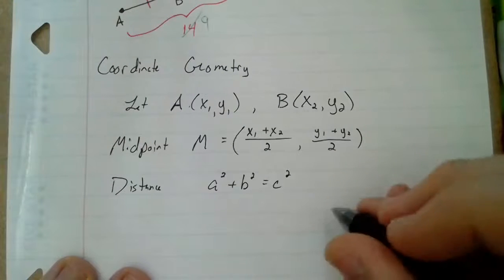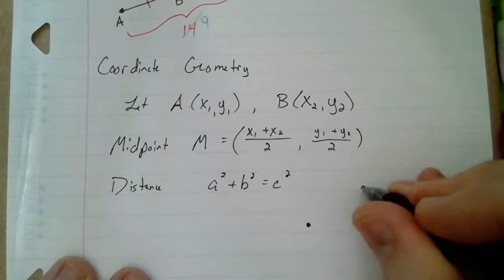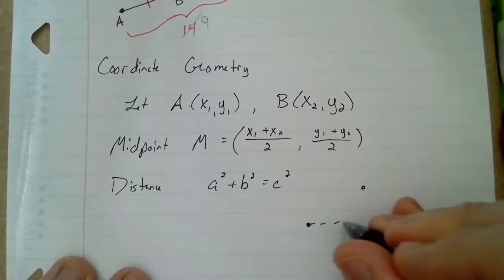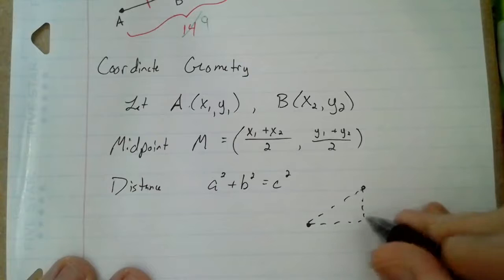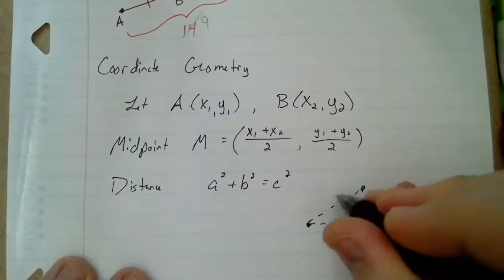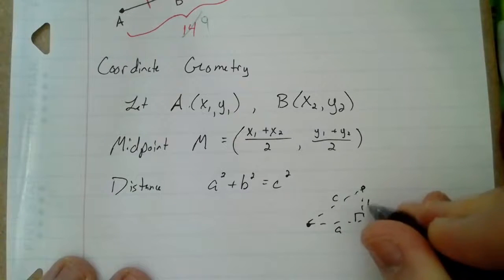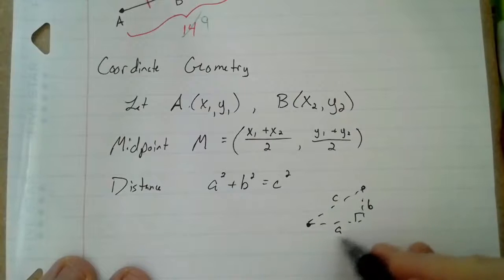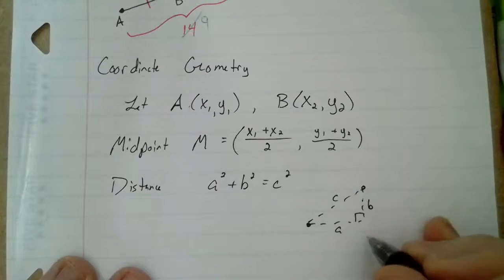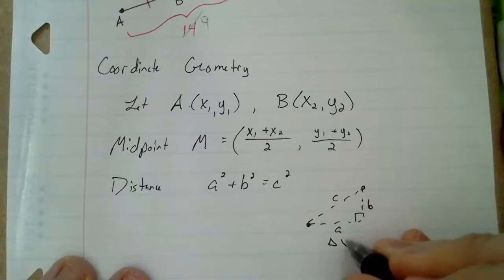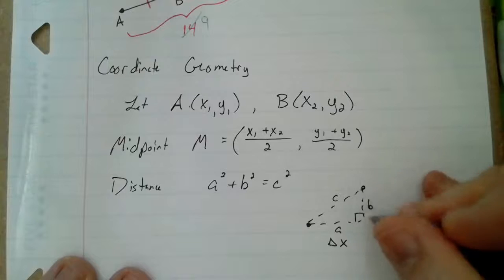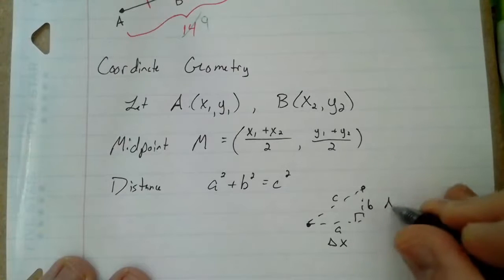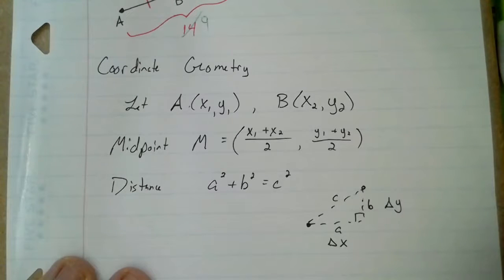So here, if we think about two points in the coordinate plane, they kind of make a right triangle. This side would be C, this side would be A, and this side would be B. So what is A really? Well, A is the difference between the two x values. It's the horizontal distance, so it's this delta x value. And B is the change in the vertical position, the change in height, so it's our delta y value.